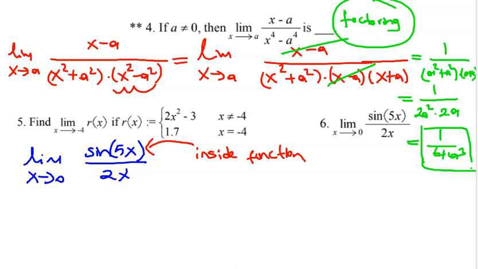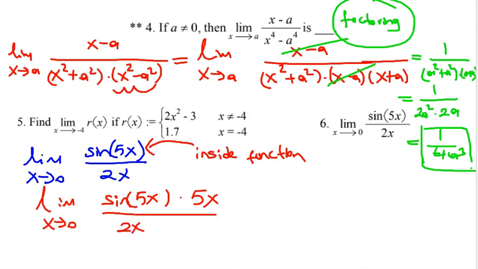Okay, so how do we put 5x in the denominator? I'm going to show you. So limit as x approaches 0 of sine 5x times 5x over 2x times 5x. You see what I did? So basically I multiplied and divided this entire expression by 5x at the same time.